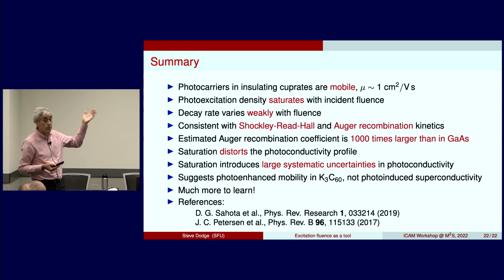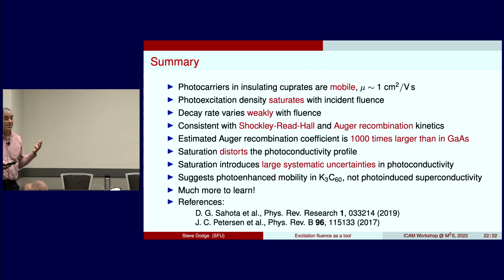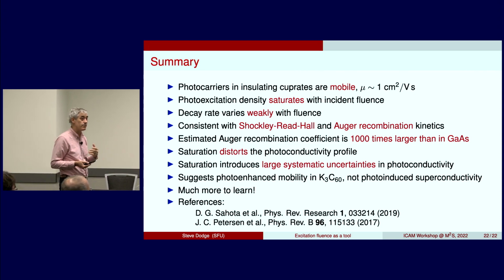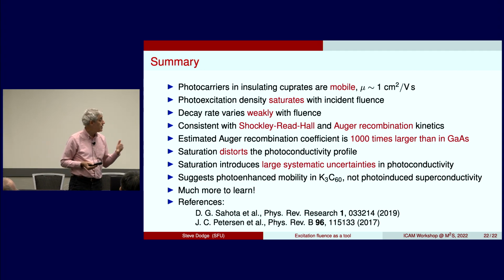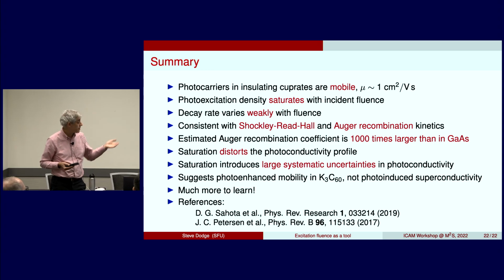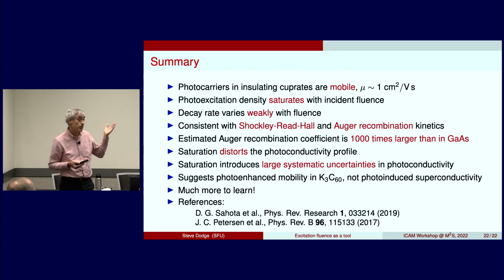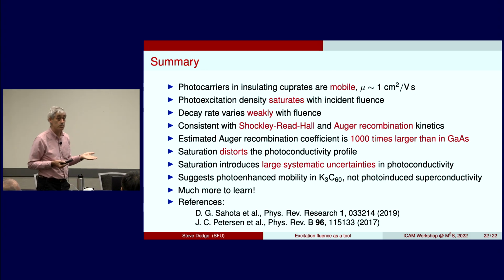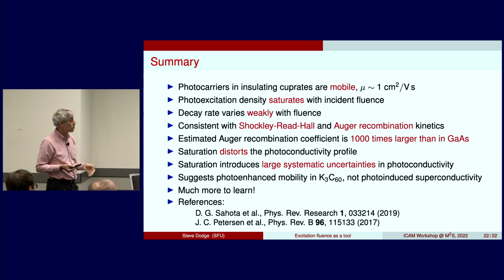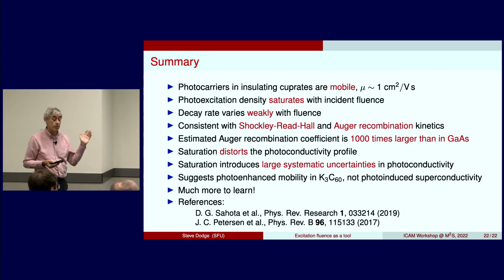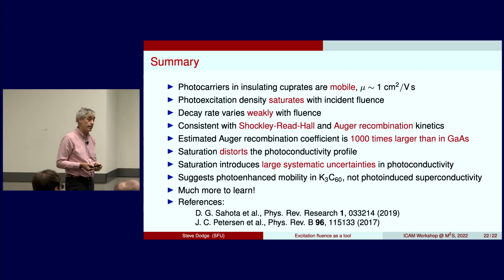And so through this exercise, we learned something about how to understand photoconductivity results as you measure them in conventional measurements. And I think that suggests that there's a photo-enhanced mobility in K3C60 at least, but it argues against photo-induced superconductivity in that particular material, at least given the examples that we've seen so far. So there's much more to learn, and I've given you a couple of references for the old work. The newer work is coming out soon.